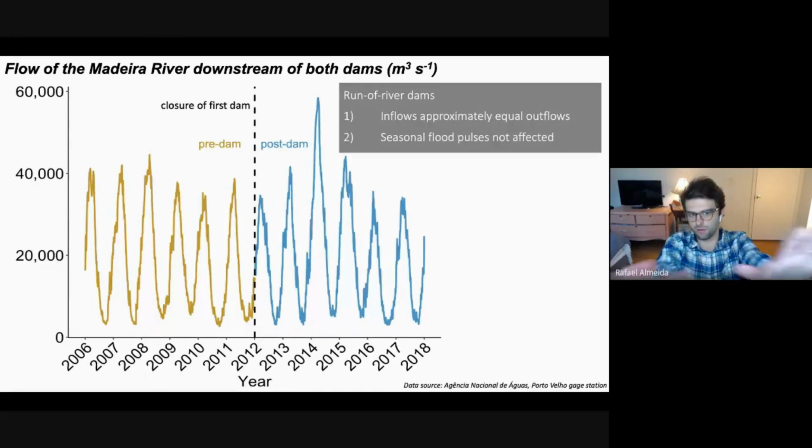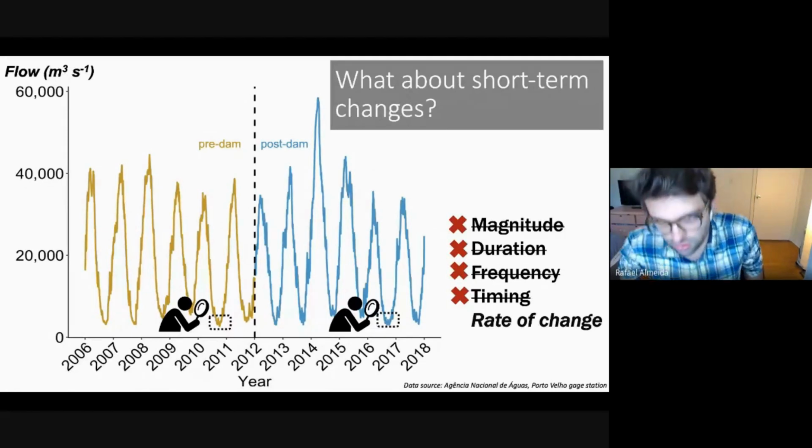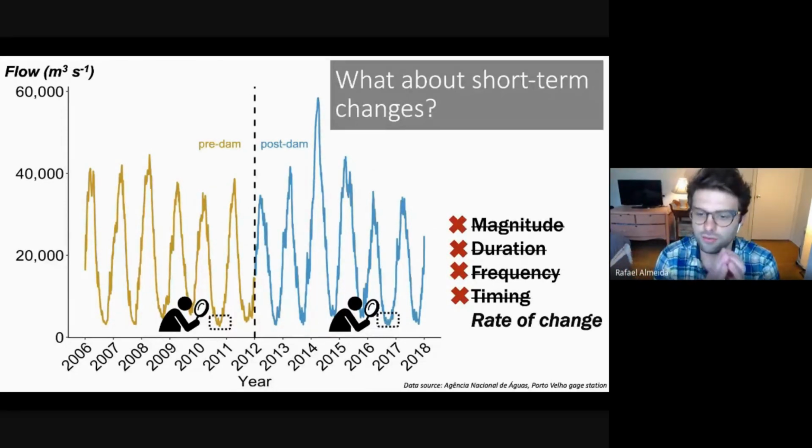Aqui é bem grosseiro, nós estamos só olhando o hidrograma, mas a gente não vê nenhum tipo de alteração que salta aos olhos. E eu não vou apresentar os dados especificamente disso, mas se você for olhar aqueles componentes do regime hidrológico natural que a Char e o David mostraram, magnitude, duração, frequência, timing, eles foram mantidos após a construção das usinas.